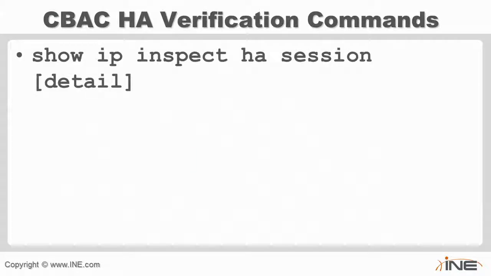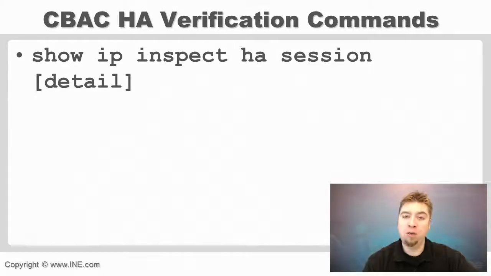Now, from a verification point of view, most everything is going to be the same in terms of HSRP and the regular IOS firewall. There are a couple of commands here that are specific to high availability. Mainly this one here, show ip inspect ha sessions. This is going to show the state table that should be synchronized between the HSRP pair.